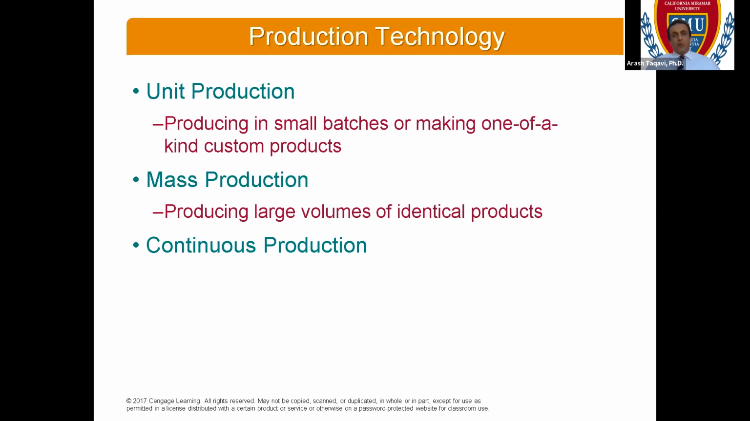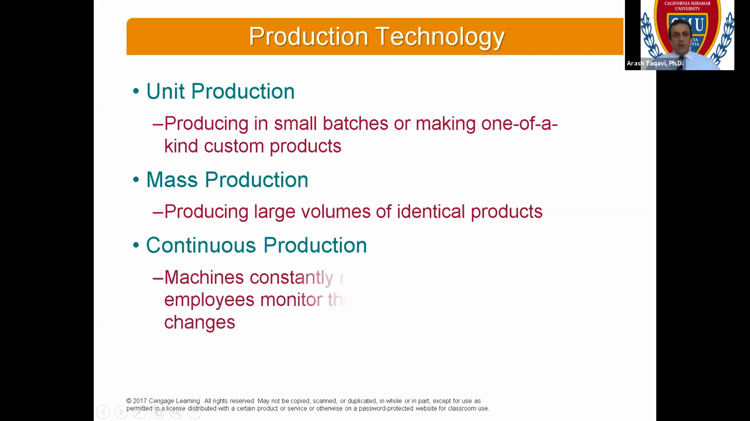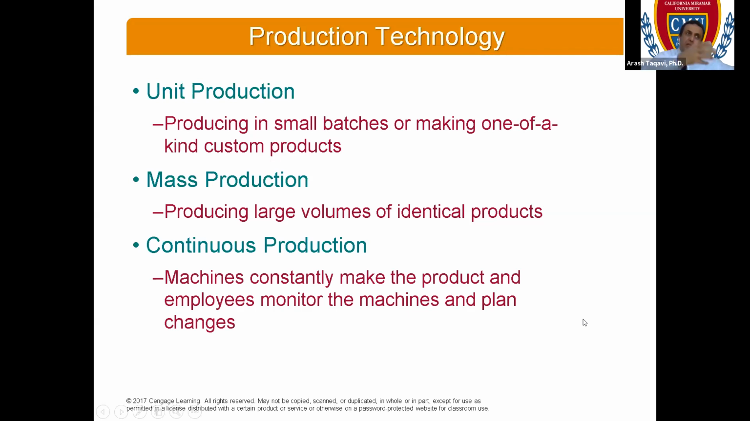I think mass production, which was first published and founded by Henry Ford, is a great part of technology-based changes all around the world. Because before that, it is unit production, producing small batches or making one-of-a-kind custom products. It's very custom, it is tailor-made. But mass production is a large volume of identical products. And continuous production: machines constantly make the product and employees monitor the machines and plan changes. It is a combination between the machines and industry, the non-humanistic part of industry, and the humanistic part of industry as the employees.